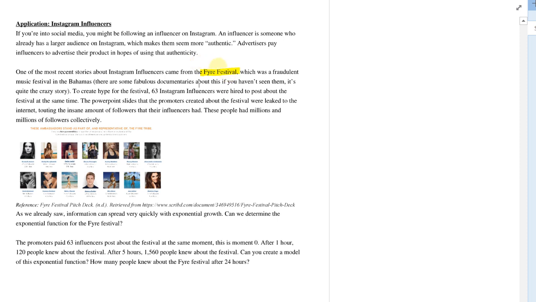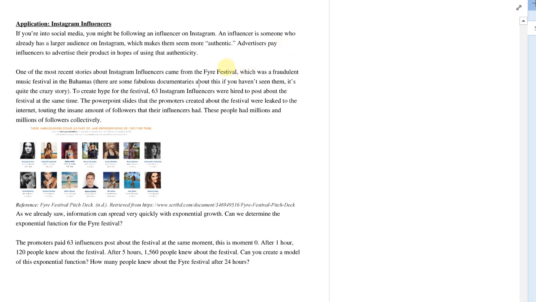So what the Fyre Festival was, it was a fraudulent music festival that was held in the Bahamas. Basically, they sold out this music festival, but they didn't actually have any bands, nor did they actually have housing. So thousands of people showed up to this little island in the Bahamas, only to find that there was no festival, and it was this big disaster. So it's a really crazy documentary. I highly recommend that you consider checking out one of them.